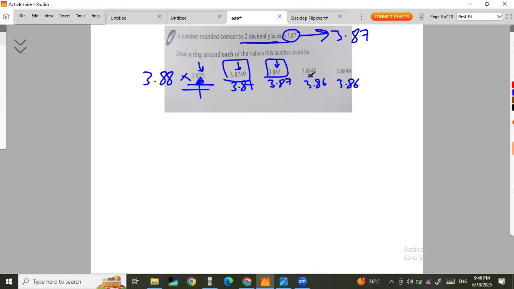All right, the next number, the second decimal place is 6. The digit after it is weak, so it remains 3.86. And the last number is going to be 3.86 as well, because the digit after it is weak, so it's going to stay the same. So the only two numbers that when rounded to two decimal places would give me 3.87 are just this one and the other one over here.